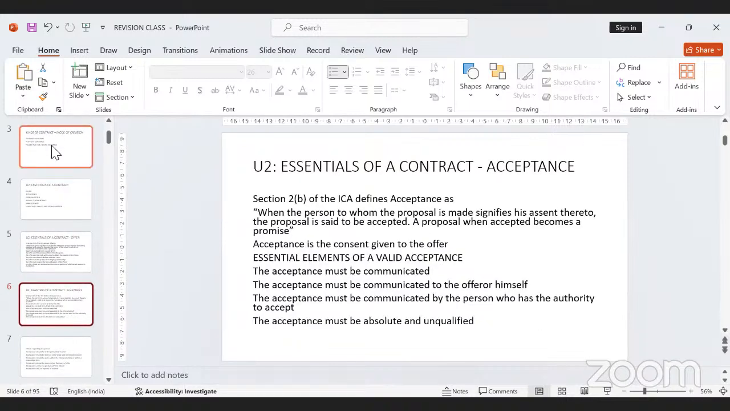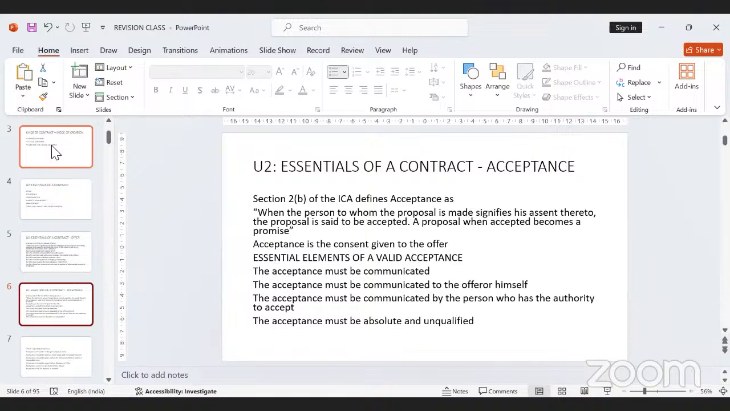Similarly, acceptance also has certain essential elements. Acceptance must be communicated to the offerer himself. That means I have asked X, will you buy my house for 1 lakh rupees? I am the offerer. So X should give acceptance to me only. X should not give acceptance to anybody else. X cannot come to my house and give acceptance to my parents, to my husband, to my children. That is not acceptance. When I made the offer, I am the offerer. Acceptance also must be given to me.